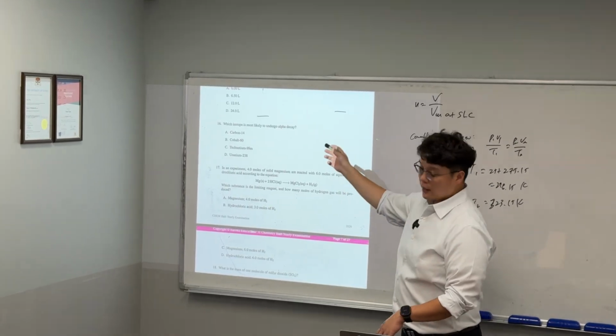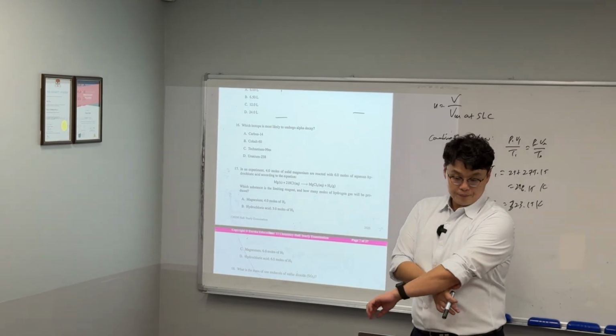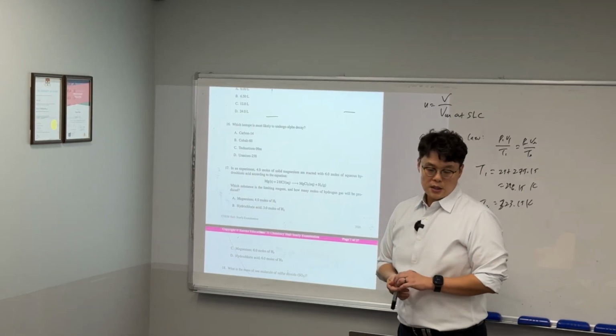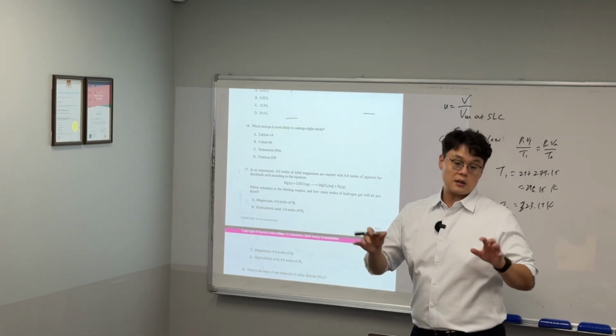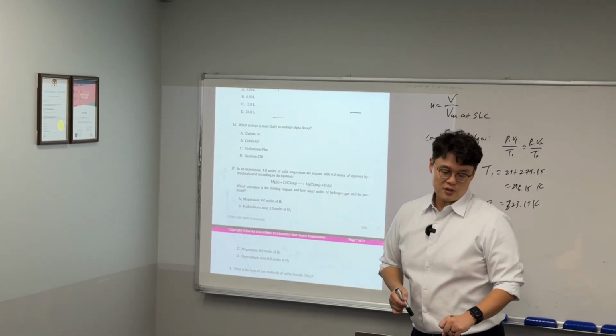By the way, carbon-14 would go through beta decay. Cobalt-60 undergoes beta decay. Technetium-99m is known as the gamma emitter. Thank you. This has got to be in your exam.